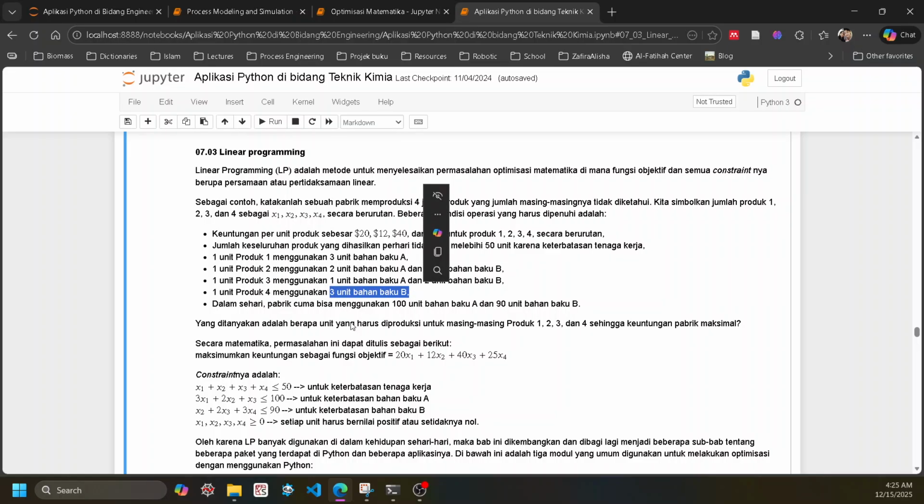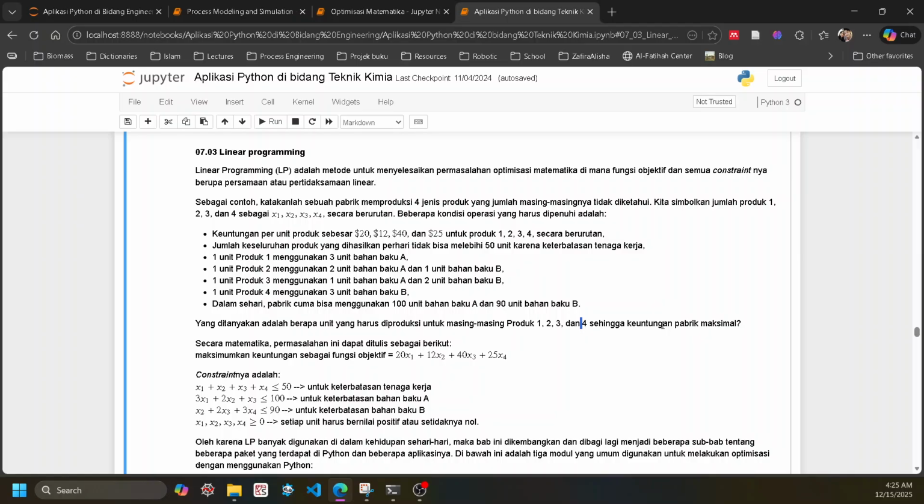So in a day, the factory can only use 100 raw material A and 90 raw material B. So the question is how many of each of product one, two, three, and four so that they can maximize the profit. So that's basically what the question is. It's a very simple problem.